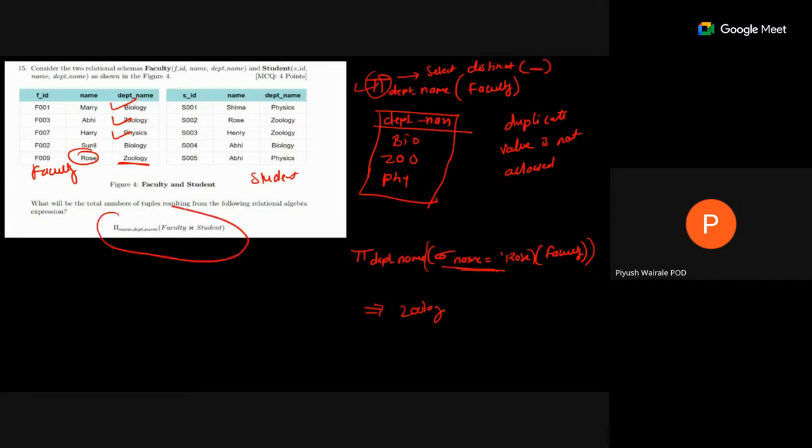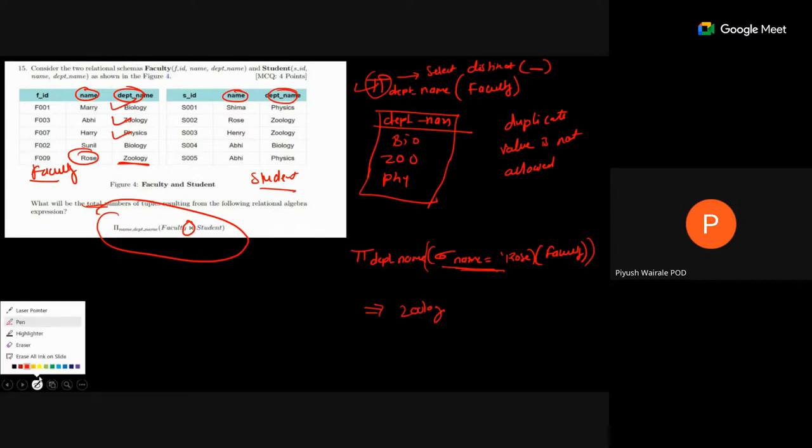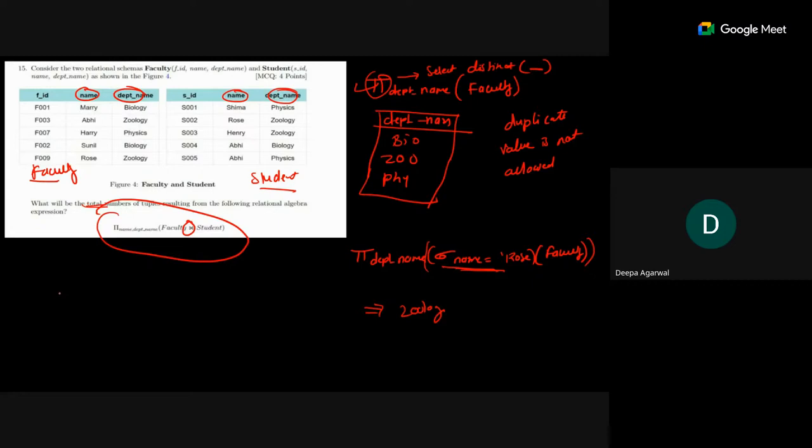Now what will be the output of this particular expression, the total number of tuples? Here this symbol indicates natural join, so we are joining faculty and student. On which column will it join these two tables? Name and department name. Name and department name are common, right? Now tell me the output. One. The number of tuples is one. Which tuple is that? Rose zoology. Okay.